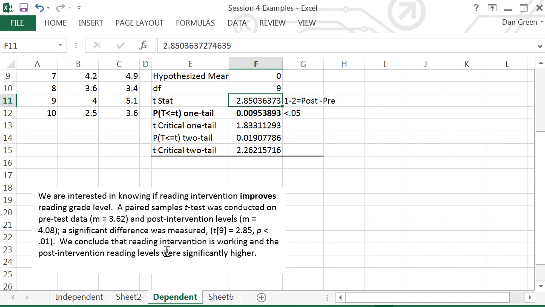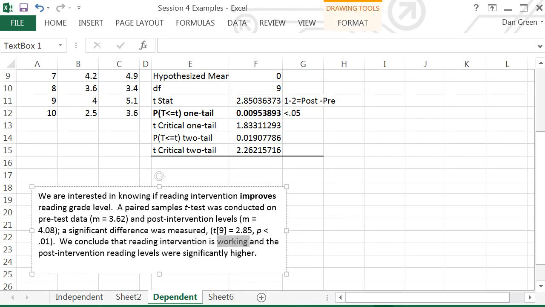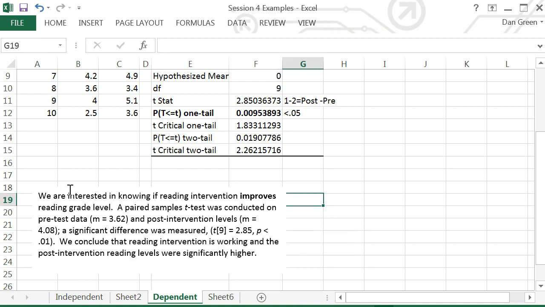So we're going to conclude that the reading intervention is working. Grade level did improve, and it was not likely due to chance because our p-value was small. The reading intervention was working, and our post-intervention reading levels here were significantly higher. You want your summary to look very similar to this, except you're going to apply it to your problem.